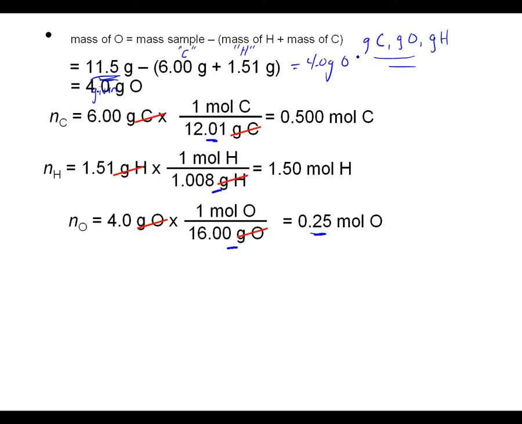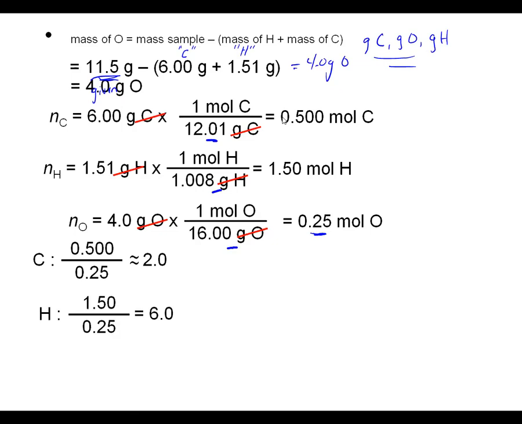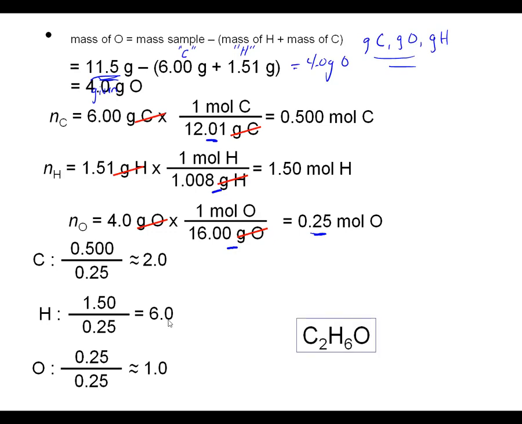If we do that, we divide the 0.5 by the 0.25, the 1.5 by the 0.25, which is the smallest number of moles. And we end up with 2 for carbon, 6 for hydrogen, and 1 for oxygen. And since those are all pretty much whole numbers, that gives us our empirical formula for ethanol of C2H6O.